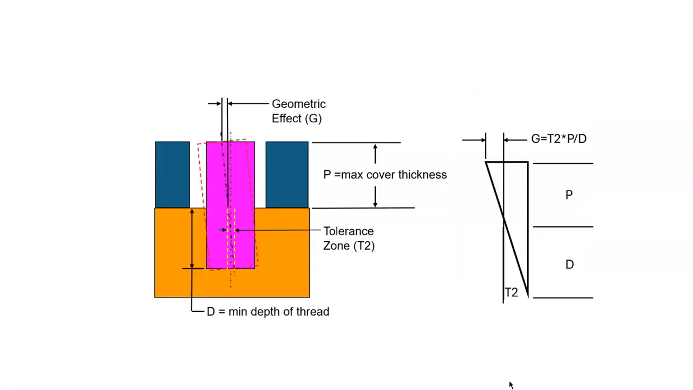Now look at what happens if you have the bolt tilting within its tolerance zone. There's a geometric effect that causes the bolt to take up a larger space, requiring a larger clearance hole. The triangle here shows that the additional amount of space the bolt could take is equal to the bolt's position tolerance zone multiplied by the cover thickness divided by the thread depth.